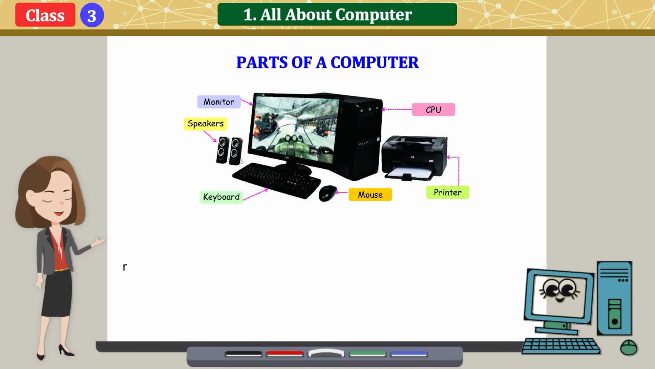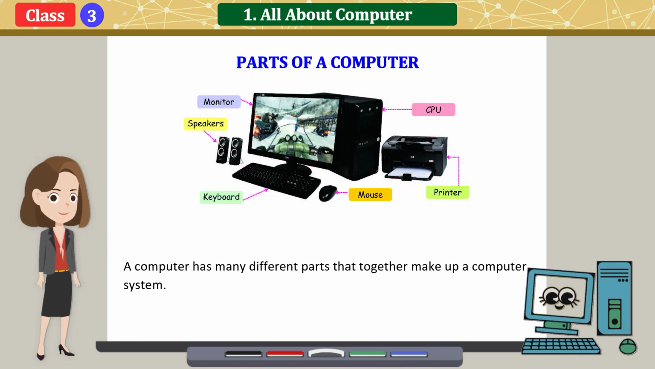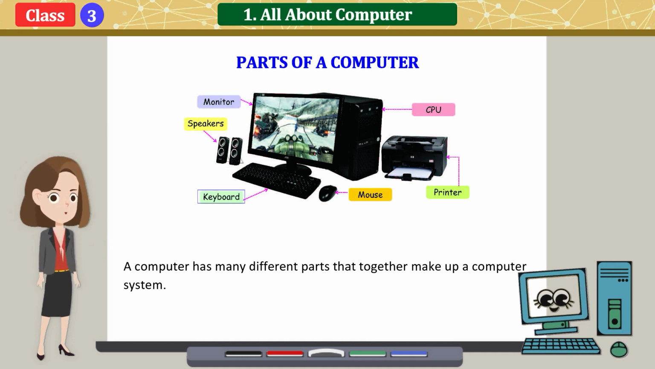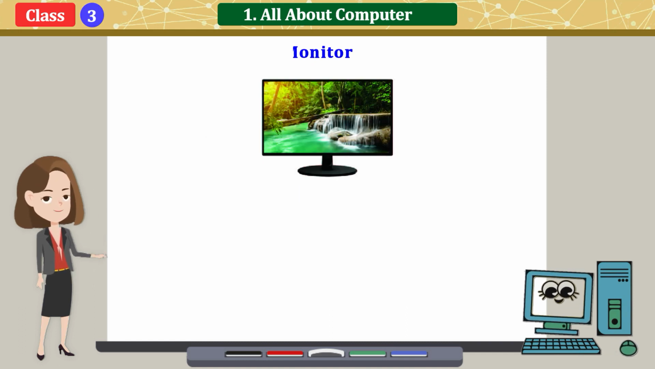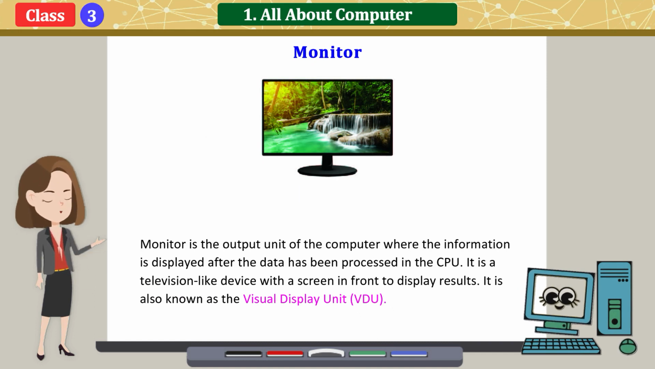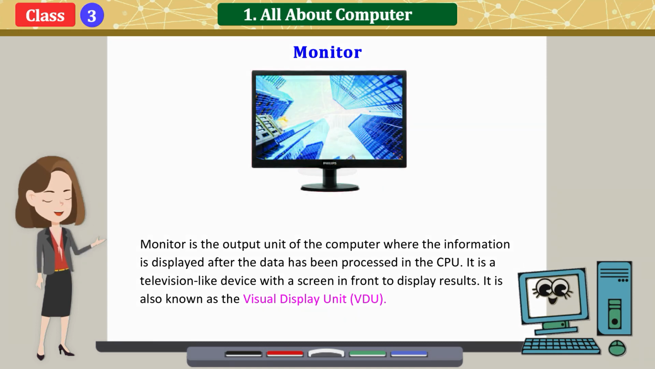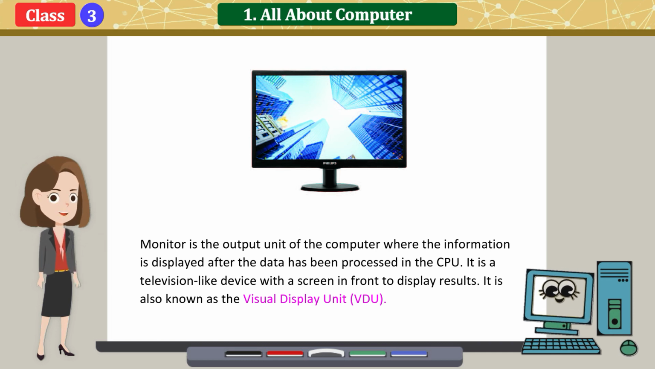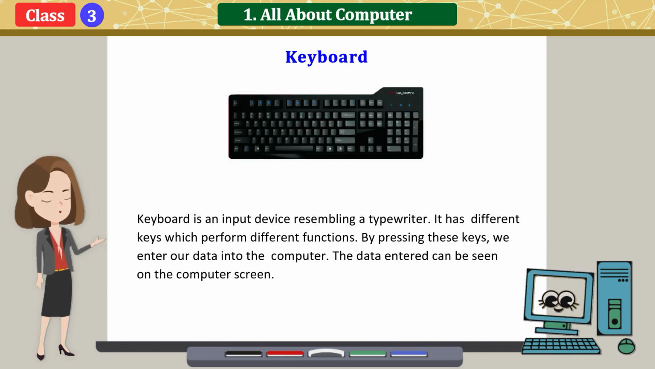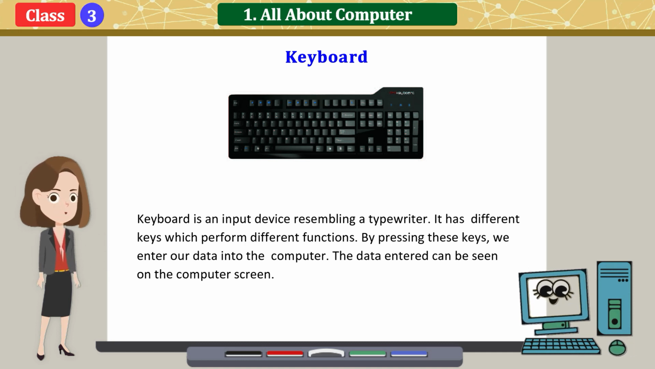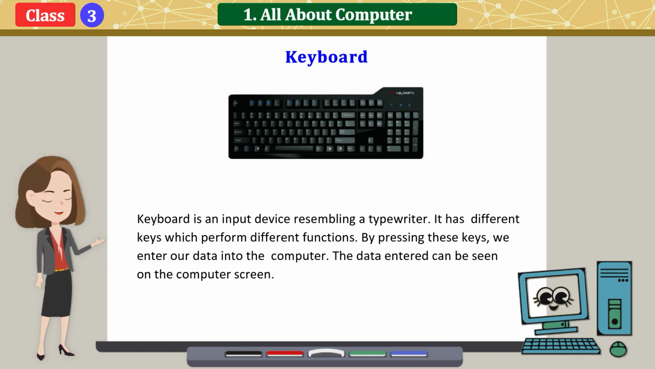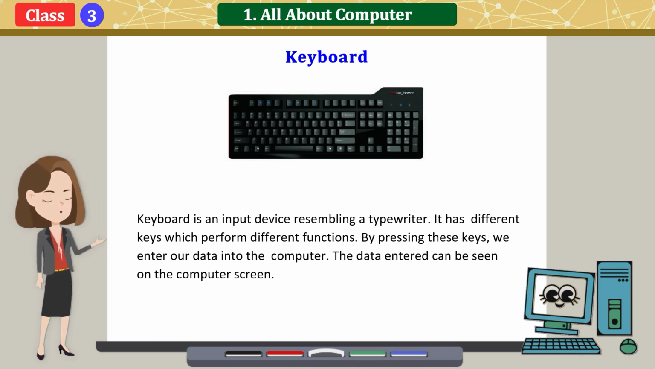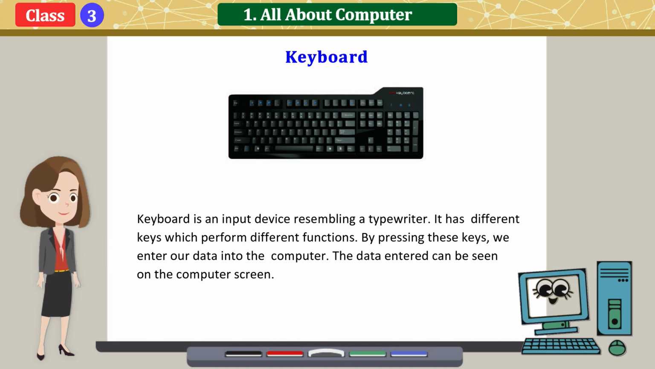Parts of a computer. A computer has many different parts that together make up a computer system. Monitor, speakers, CPU, keyboard, mouse, printer. Monitor is the output unit of the computer where the information is displayed. High-quality LCD and LED monitors are also available in the market. Keyboard. Keyboard is an input device resembling a typewriter. It has different keys which perform different functions. By pressing these keys, we enter our data into the computer. The data entered can be seen on the computer screen.